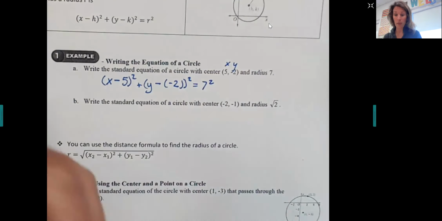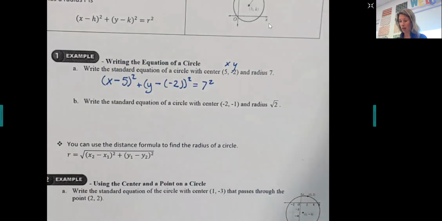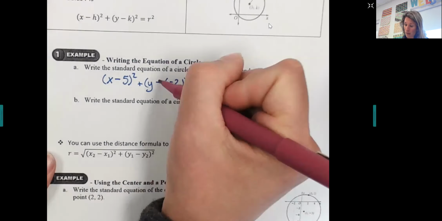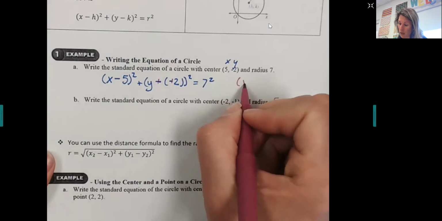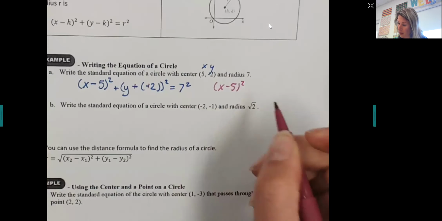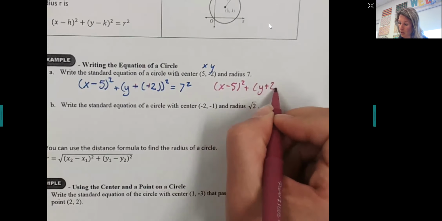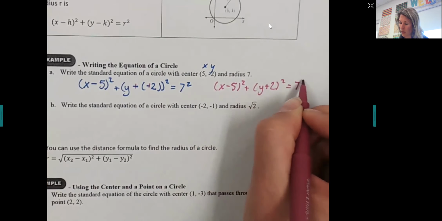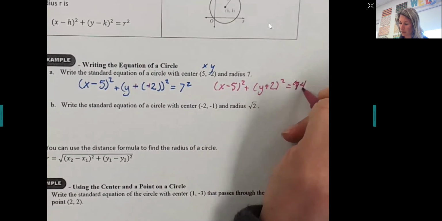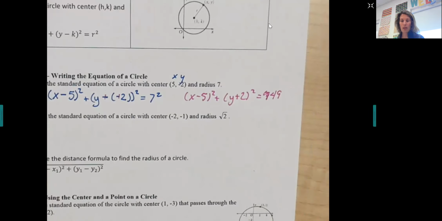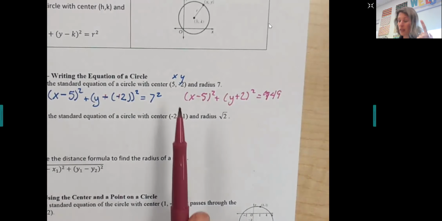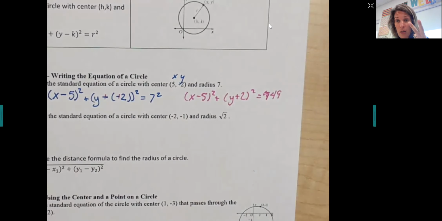Now we've got to clean this up a little bit. You might have been able to automatically see that this is a plus. So we end up with our equation being (x minus 5) squared plus (y plus 2) squared is equal to 7 squared, or 49. Let's write 49. So don't forget, the keys to this are you have to know which one's your x and y, and we're always subtracting, which is why I wrote it as minus the -2. And I'm going to continue to do that.